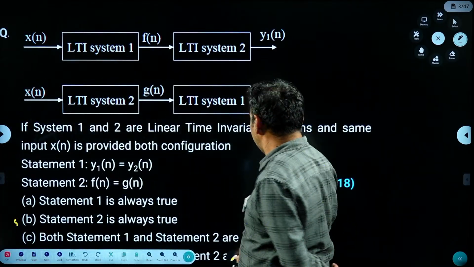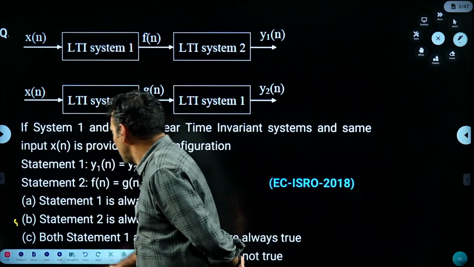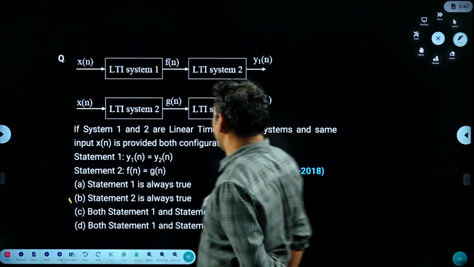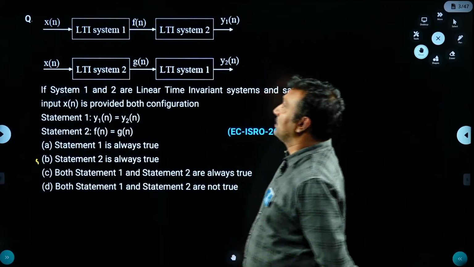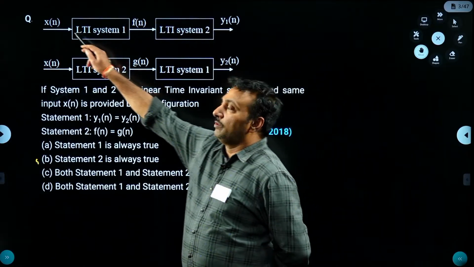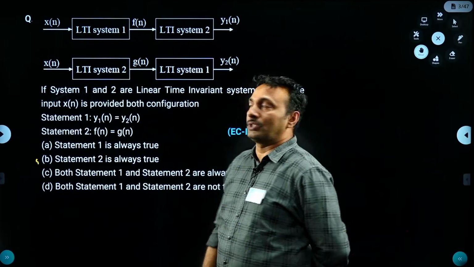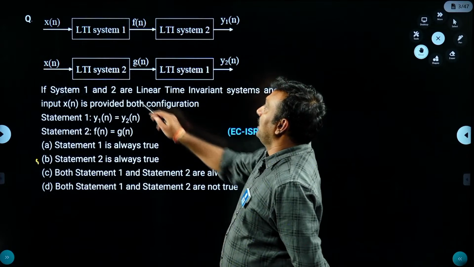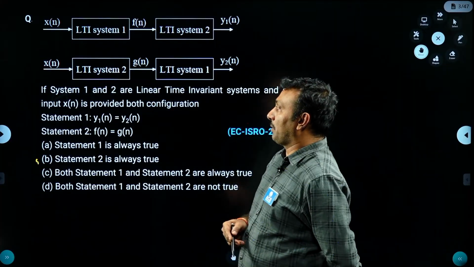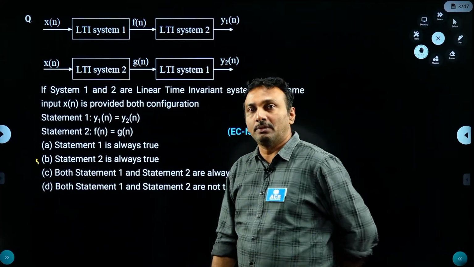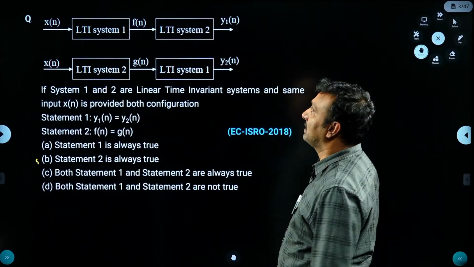What is this data? Two LTI systems are connected. On the lower side, they have been interchanged. 2 blocks are interchanged. If system 1 and system 2 are LTI systems and the same input is provided, out of these 2 statements, we have to decide which is valid one. So let us verify by taking a specific example.